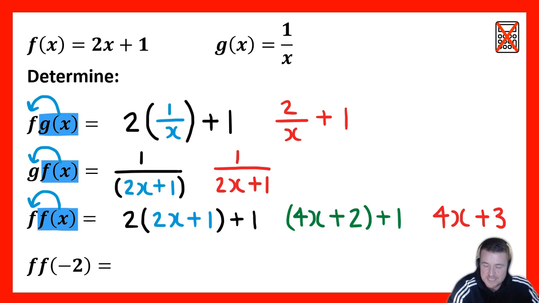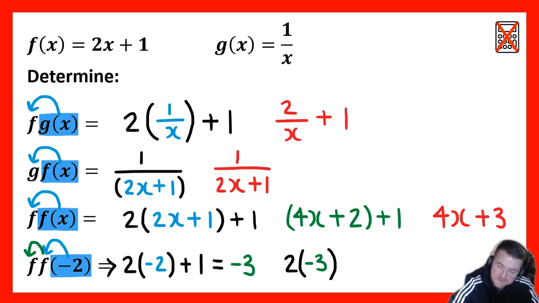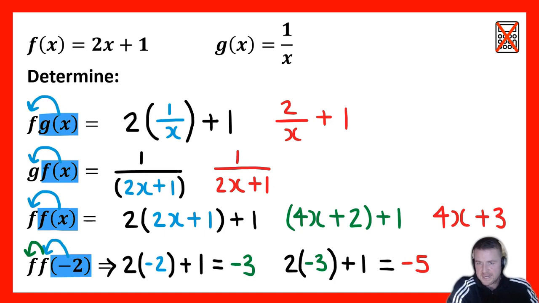The quickest and easiest way to do it, assuming they've not already asked us to find what f of x is earlier on in the question, would just be to substitute negative 2 as your input into the function of f. 2 lots of negative 2 plus 1 is negative 3, and then substituting the output from this as the input into the other function, which again I'm using the function of f. So in place of 2 lots of x, it would be 2 lots of negative 3 plus 1, which gives me negative 5, as previously worked out.